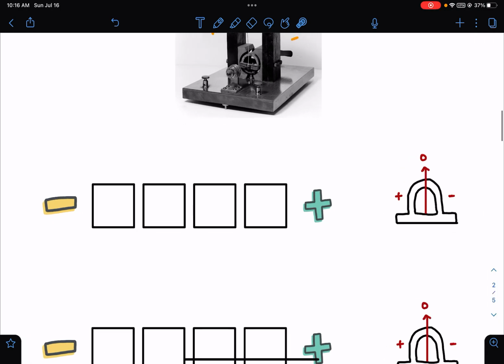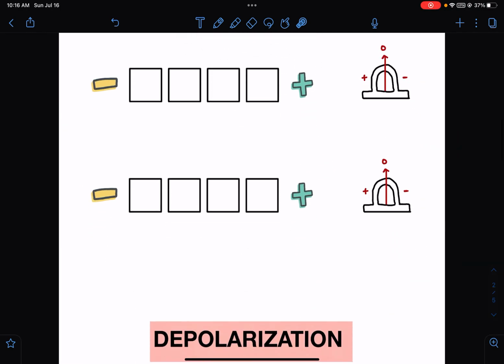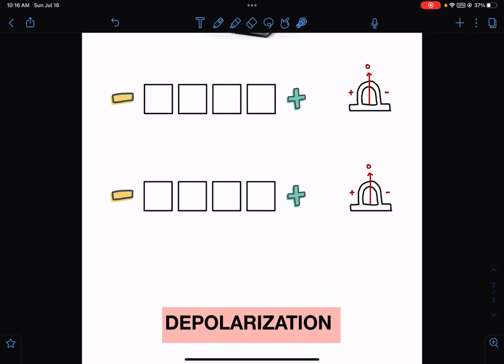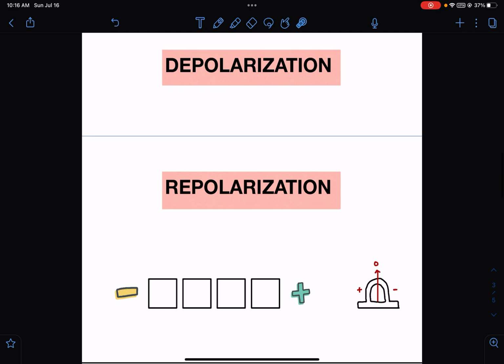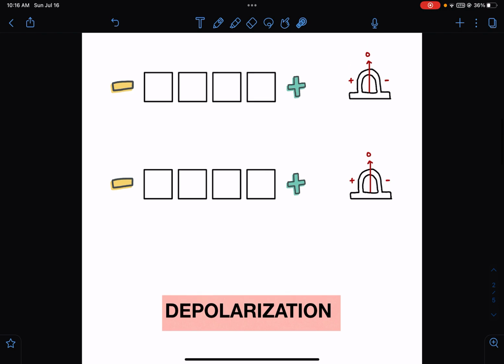Okay, here I want to explain two phases of cardiac muscle action: depolarization, in other words, contraction of the cardiac muscles, and repolarization, that's the relaxation of the cardiac muscles. Okay, so let's start with depolarization.